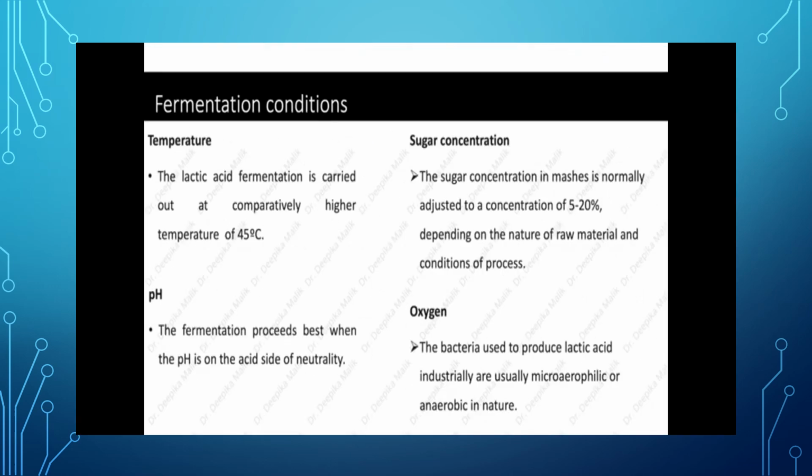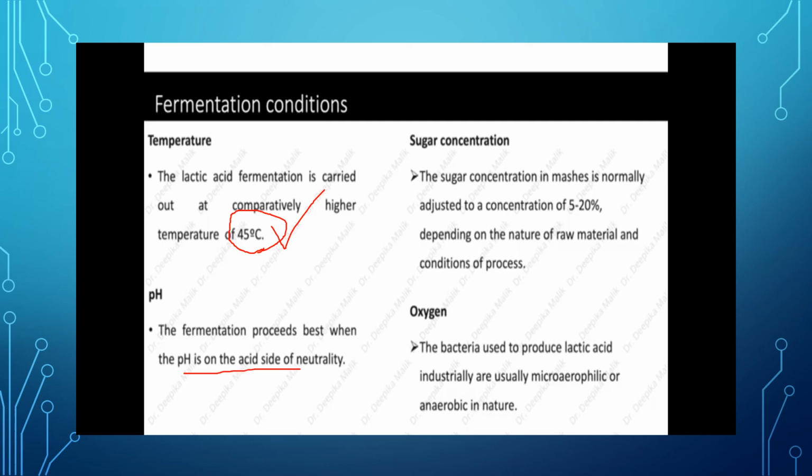What are the fermentation conditions? The first condition is temperature. The temperature must be around 45 degrees centigrade or comparatively higher temperature. The lactic acid fermentation is carried out at comparatively higher temperature, that is 45 degrees centigrade. What are the pH conditions? The fermentation proceeds best when pH is on the acidic side.